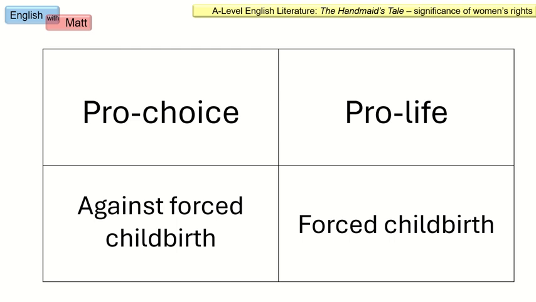But let's change the language. Why don't we call pro-choice against forced childbirth and call pro-life forced childbirth? It might sound more graphic and more disturbing, but that's what it is, isn't it? Pro-life sounds better, but isn't it also forced childbirth? Aren't you forcing women to have children they don't want?